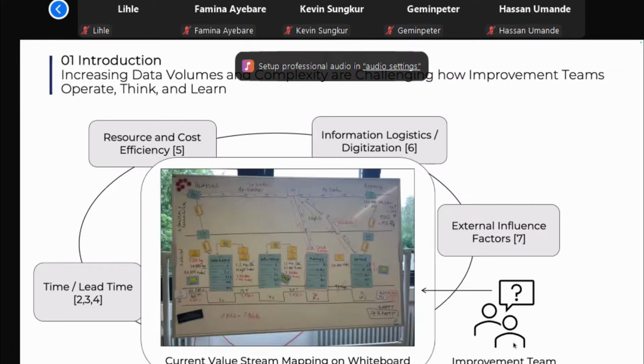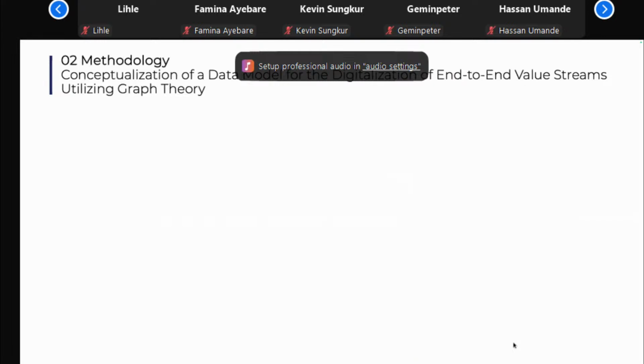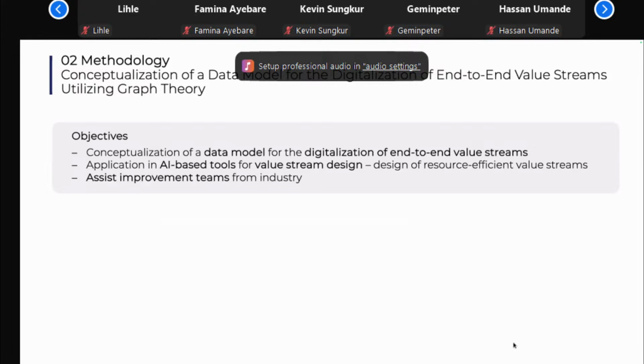Thereby, in modern production, improvement teams still use whiteboards and value stream elements to depict these value streams. So they are really using pen and paper approaches. And exactly this is what I am addressing within my research. Because my objective was to conceptualize a data model for digitalization of these end-to-end value streams. I wanted to have this data model being available for AI-based tools, so it needs to work especially well, or be especially conducive, for AI-based tools, and in the end should be used to assist improvement teams in industry.